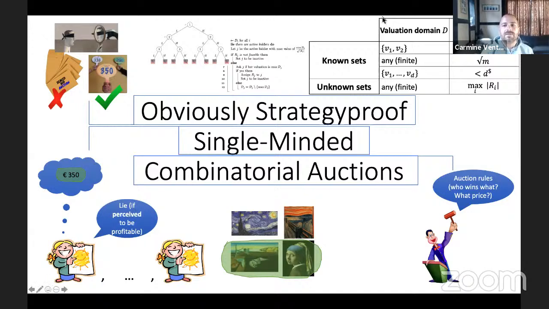And the good news is that, as many reviewers have told me in the past, obviously strategy-proof is extremely hard, so you're never going to get any good positive result. But in this case, for single-minded combinatorial auctions, we can see that the bounds you get are not horrible, because they are comparable with the kind of bounds you can get with strategy-proof mechanisms. And that's all I wanted to say for these 2 minutes. There are a number of open problems, but I'll stop here for now.